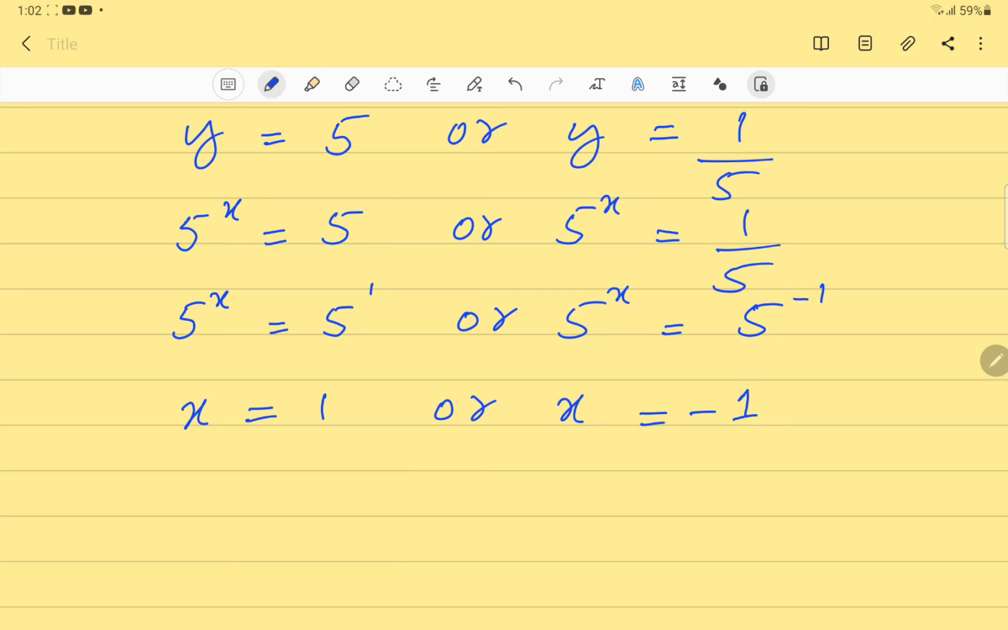So this brings us to our solution. We will write our solution set is equal to 1 and minus 1.